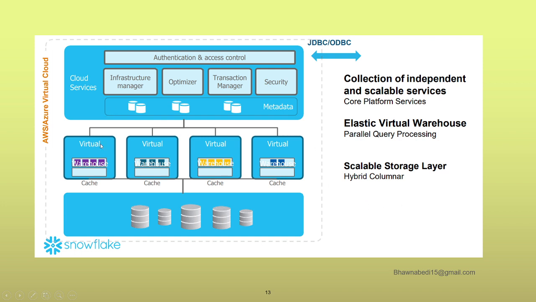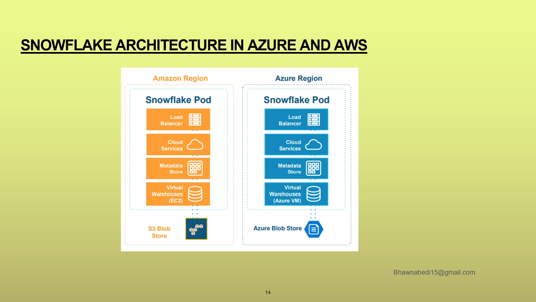Also, after this virtual warehouse, you can see the service layer, where you can manage the security, the metadata, and your authentication related things. And you can host it in any cloud: Azure, AWS, or GCP. Now this is just a reflection of how the architecture can look when it comes to Azure or AWS. So let's see Azure.